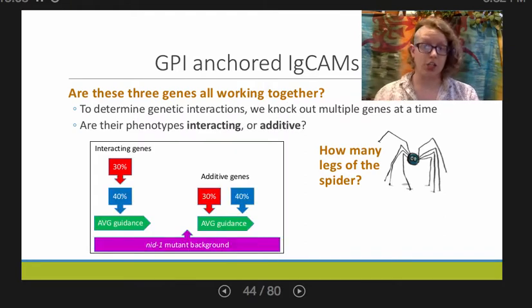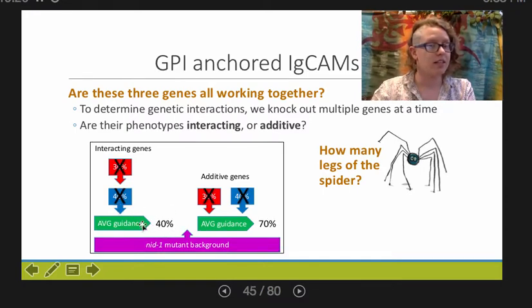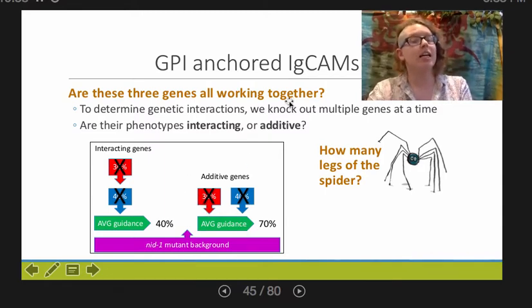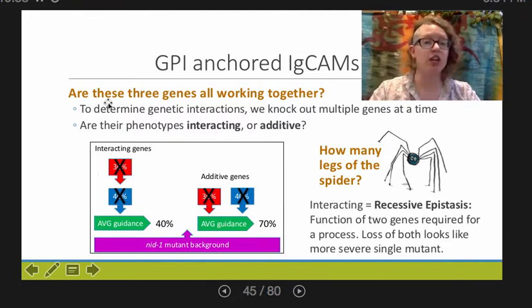In interacting genes, it's like each gene is a different part of the same leg. If you take away one, the leg doesn't work. If you take away the other, the leg doesn't work. If you take away both, the leg still doesn't work. It's not going to add to the defects. See that? If they were separate legs, then we'd have an additive phenotype. So we would be taking away both of them, and removing each one is bad, and removing them both is twice as bad. This specific type of genetic interaction is called recessive epistasis.